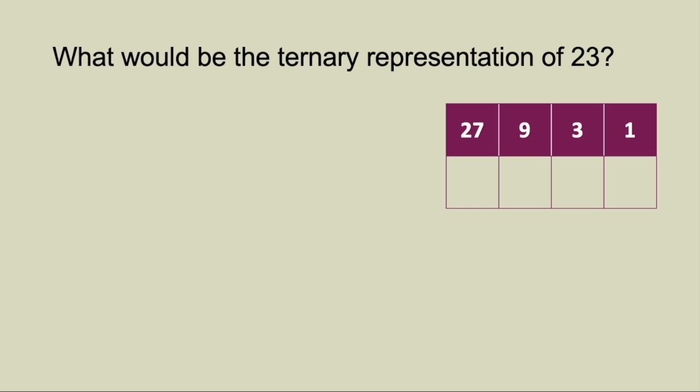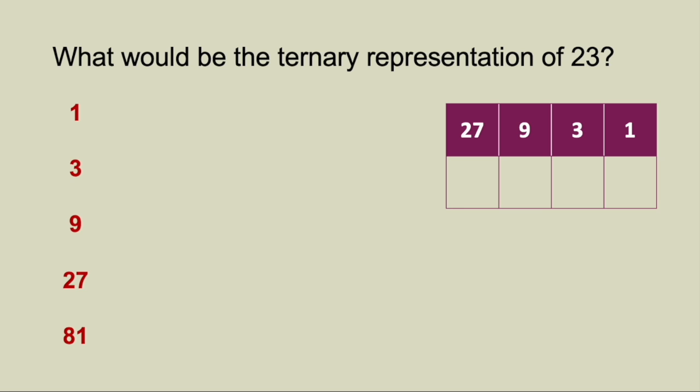You can find a ternary representation of your favorite number. For example, what would be the ternary representation of 23? To find out, we need to split our number into chunks of 1, 3, 9, 27, etc., our place value numbers, and try to use the biggest ones when possible.